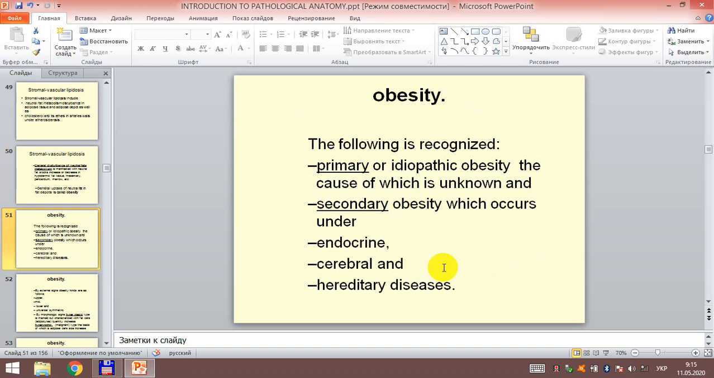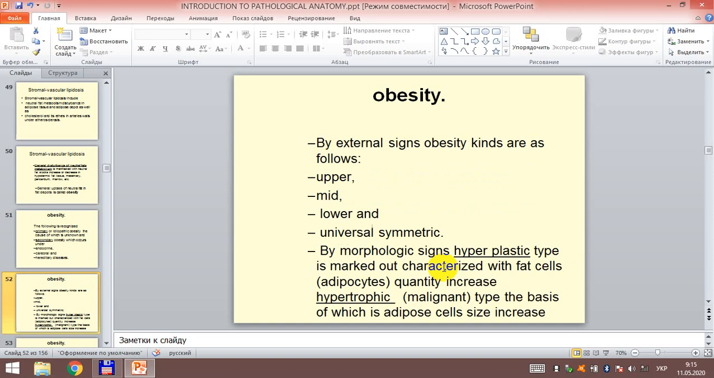Also, obesity. The following are recognized: primary or idiopathic obesity, the cause of which is unknown, and secondary obesity, which occurs under endocrine, cerebral, and hereditary diseases. Obesity can be classified by external signs. Obesity kinds are as follows: upper, mid, low, and universal. By morphological signs, the hyperplastic type is marked, characterized with fat cell, adipocyte, quantity increase. The hypertrophic type, the basis of which is adipocyte cell size increase.